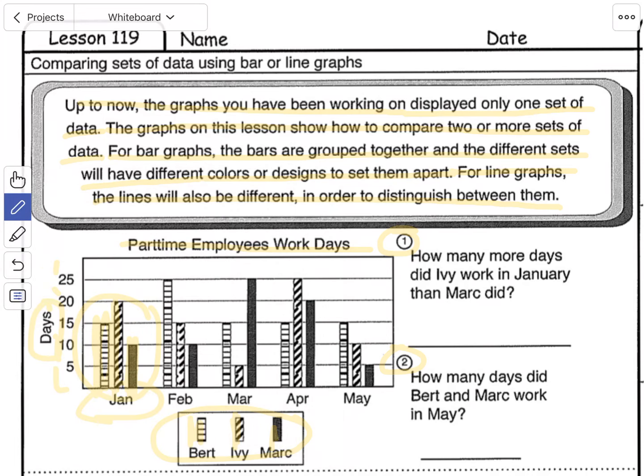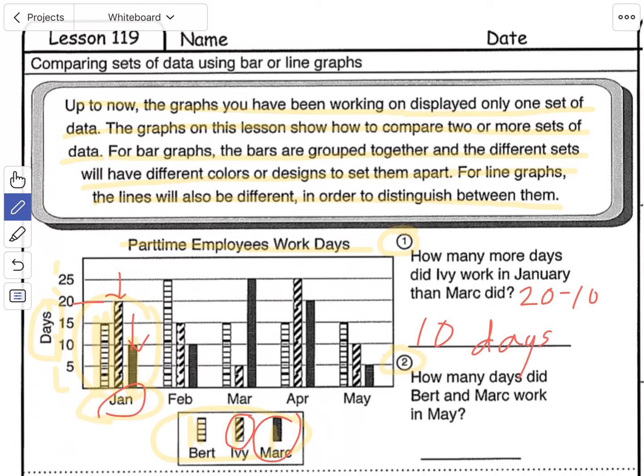All right, and it says, how many more days did Ivy work in January than Mark did? So Ivy is the diagonal lines, and so Ivy is right there. Ivy worked 20 days, as you can see if you go across to the number, in January, right? And Mark is the solid one, and that's right here, and he worked 10. So all you have to do is 20 take away 10 to figure out how many more days. And the correct answer is 10 days, or 10 more days would be good.